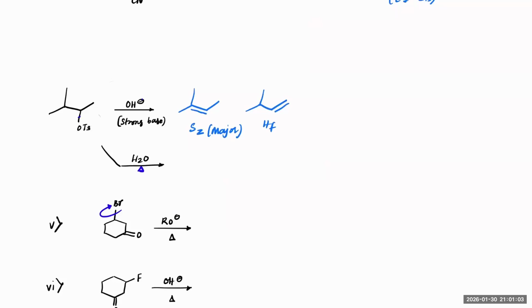And with H2O and heat, what will it do? Because this is a weak base, here a carbocation is completely formed first. That carbocation will undergo rearrangement, okay? And then on heating, the elimination will take place. So I'll get this product also, I will get this product also.